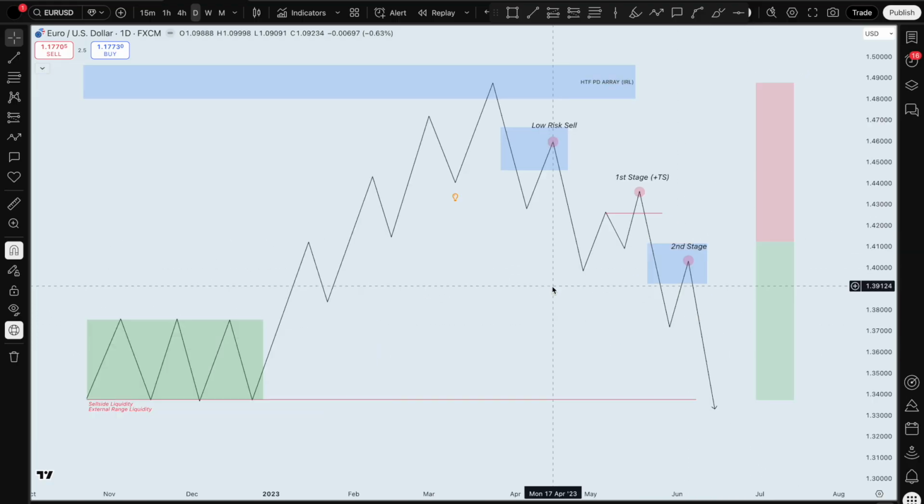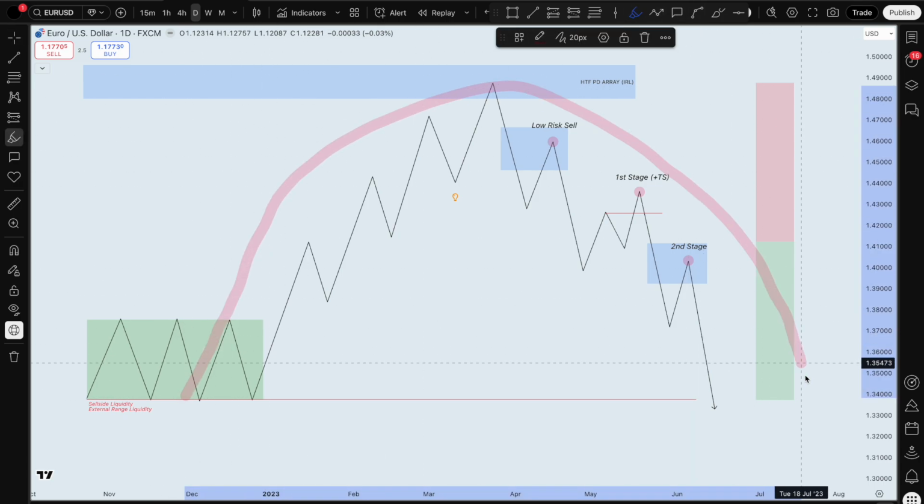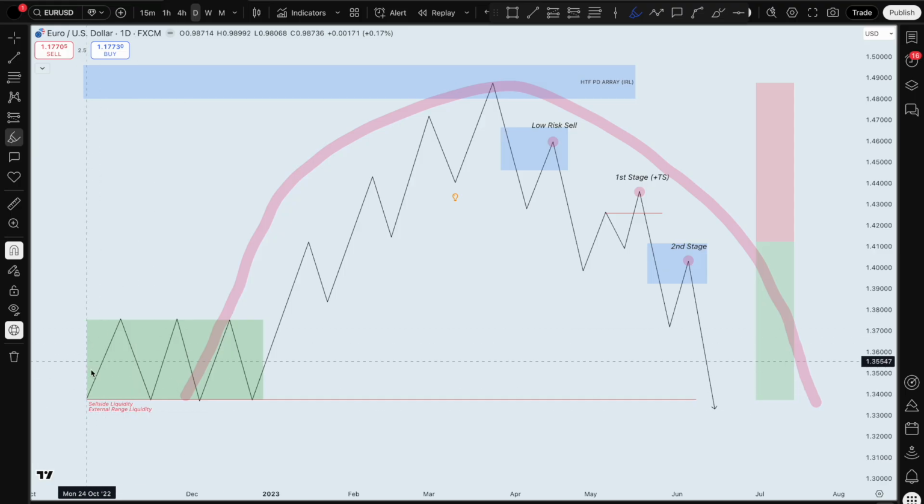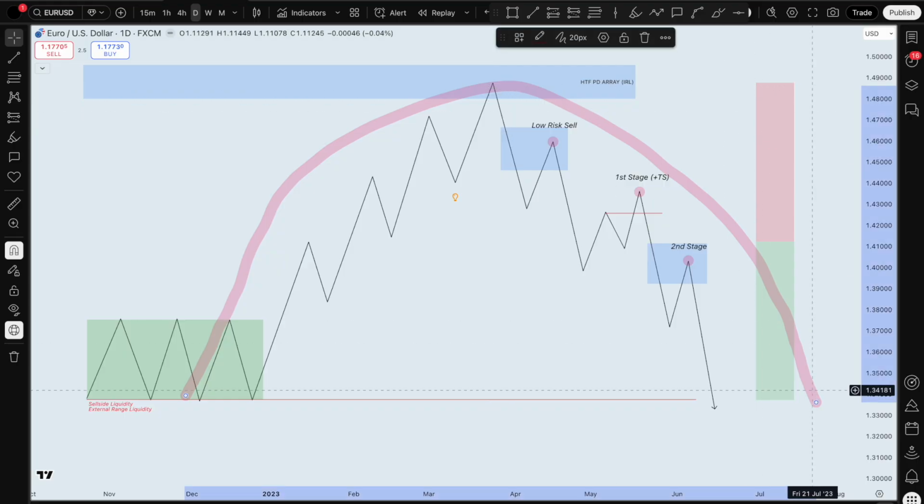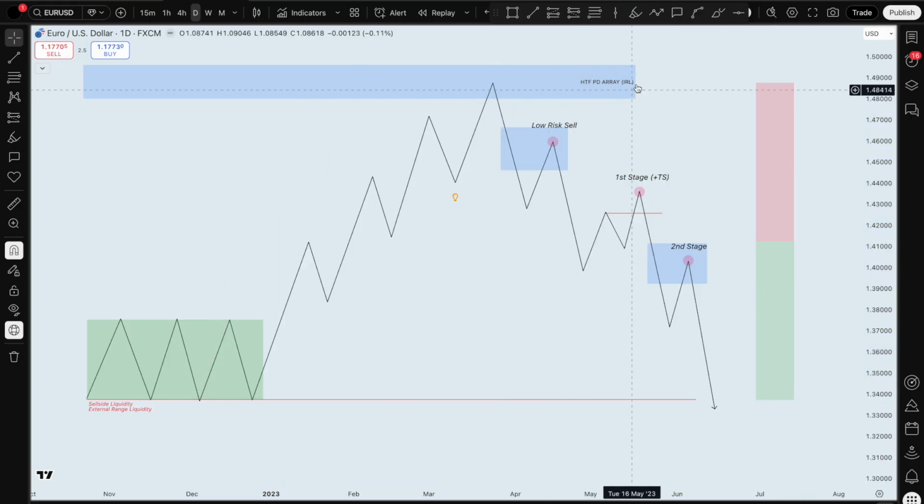Now for a market maker sell model, it's exactly the same thing as before, but the other way around. So you have your curve here, buy side of the curve, sell side of the curve. You have your external range liquidity here with your original consolidation or smooth edges. Price will then go up into the high time frame PD array, the internal range liquidity, and you have external, internal, external again.